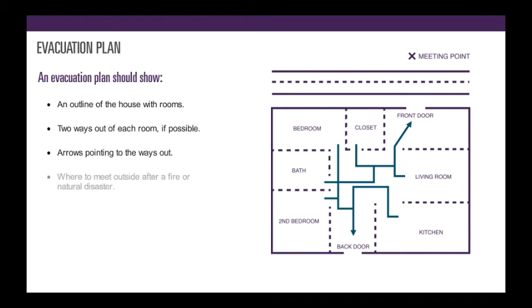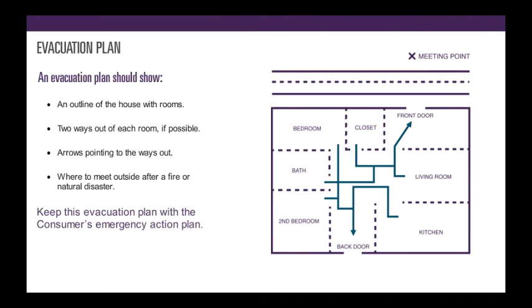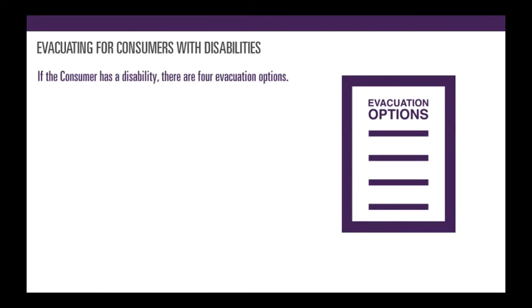Agree on a place to meet outside after a fire or natural disaster. Keep this evacuation plan with the consumer's emergency action plan. If the consumer has a disability, there are 4 evacuation options. The first is horizontal evacuation. This is when the consumer uses ground-level exits to evacuate or goes to a safe area of the home.